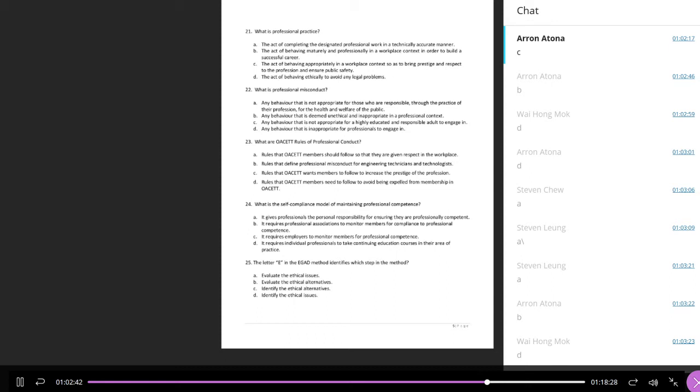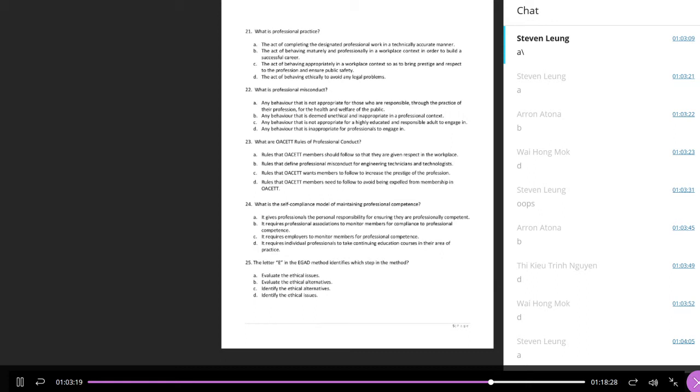24, what is the self-compliance model of maintaining professional competence? Right. Self means it's up to you. It gives professionals the personal responsibility for ensuring they're competent.